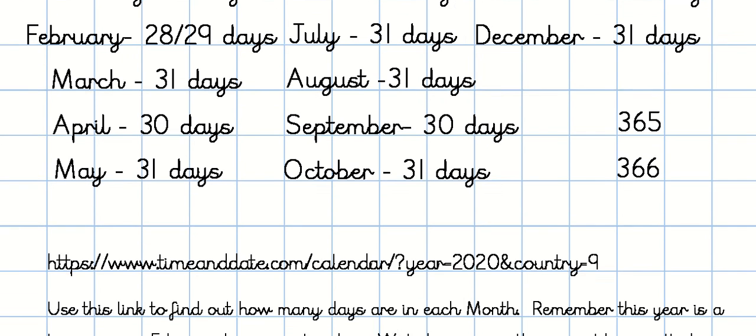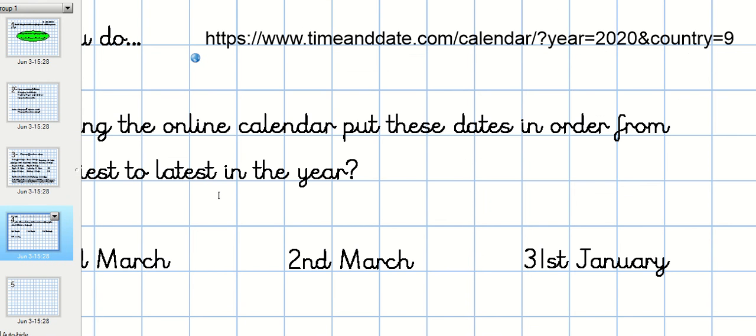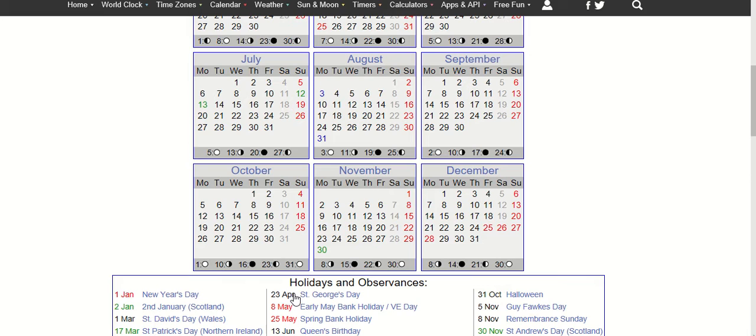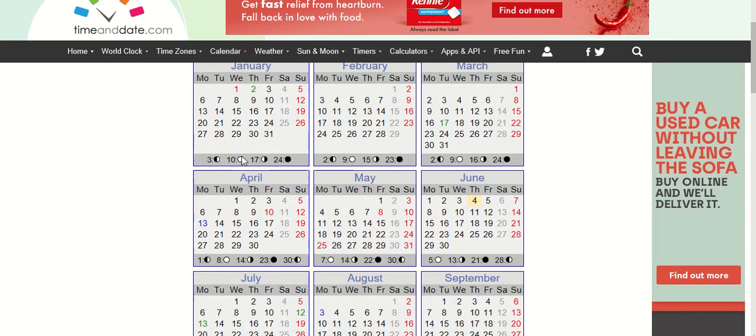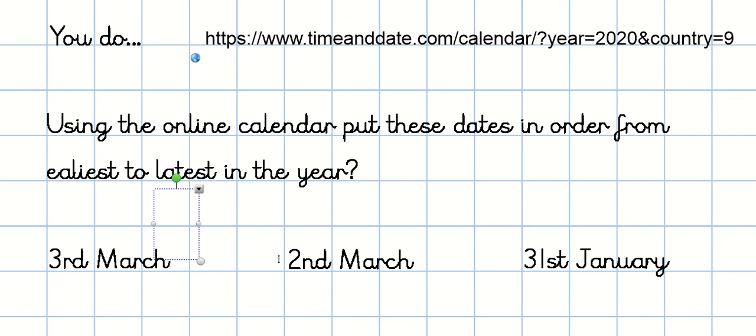So now what we're going to do is we're going to use our calendar to work out which days come first. So looking at the calendar, we know that the first day is the 1st of January. And then the next day is the 2nd of January. And then after January, we have February. That's the next month in the year. So what we're going to have to do is we're going to put these dates in order.